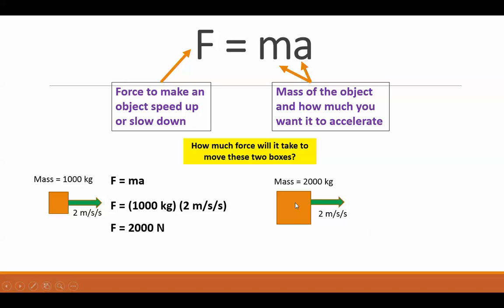On the other one, we're going to use the same equation, except this time we're going to use the mass of the second box and still speeding up at 2 meters per second squared. And that's going to tell us that it's going to take 4,000 newtons. So if you have a box that's twice as massive, but you want it to speed up at the same rate, it's going to take twice the force, is what this is telling us.